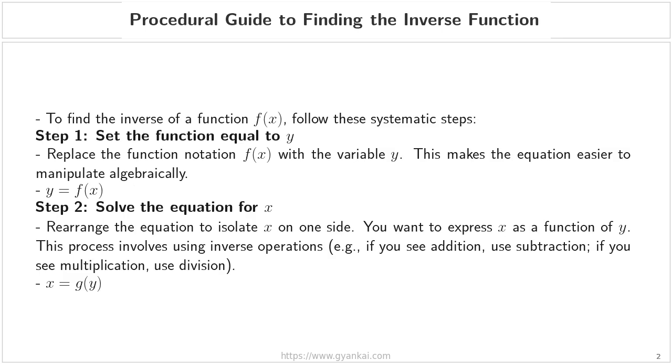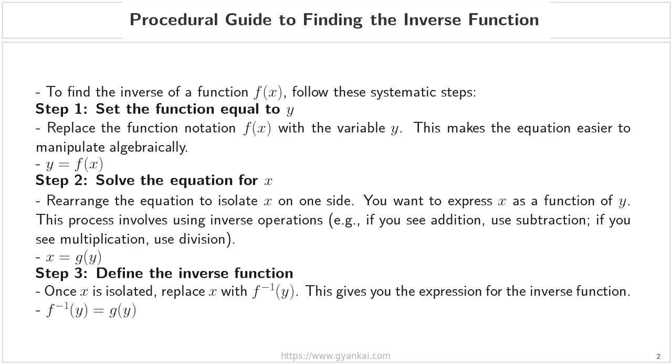Once that is done, we proceed to step 2, which is to solve the equation for x. Your objective here is to rearrange the equation to isolate x on one side, effectively expressing x as a function of y. To achieve this, you will use inverse operations. For example, if the original function uses addition, you will apply subtraction. If it uses multiplication, you will apply division. By the end of this step, you should have an expression in the form of x equals g of y.